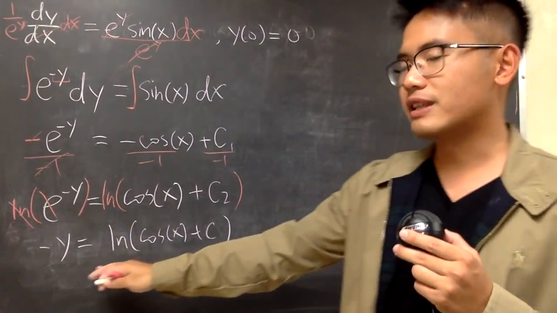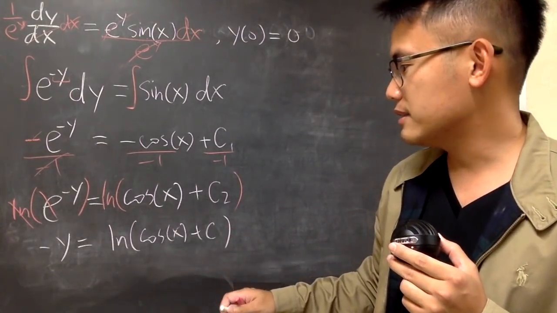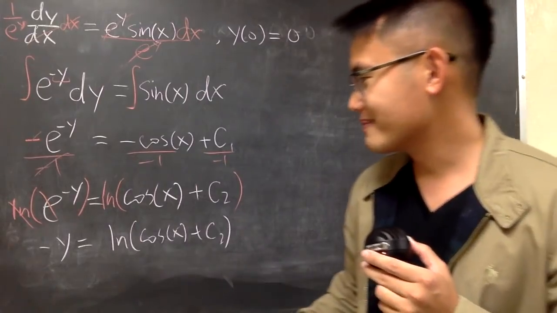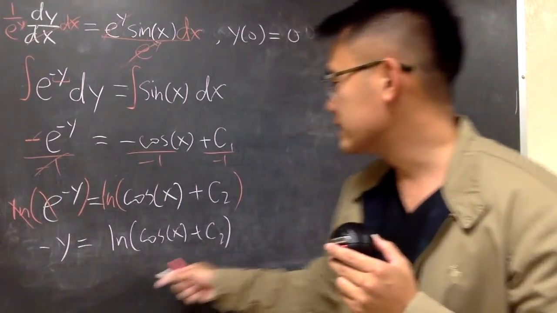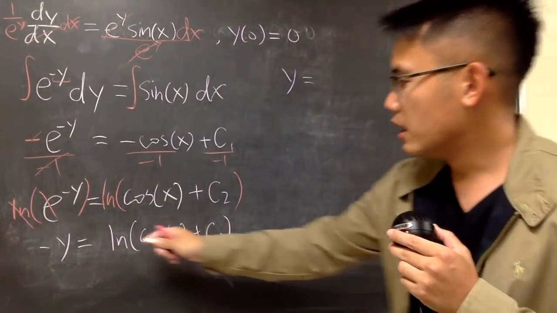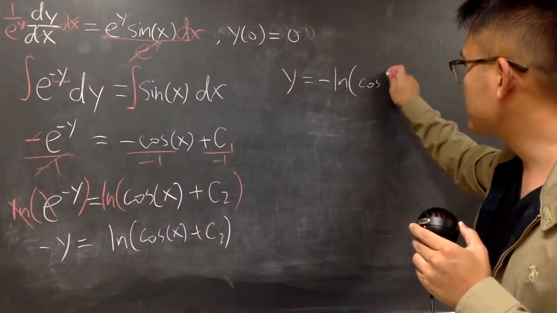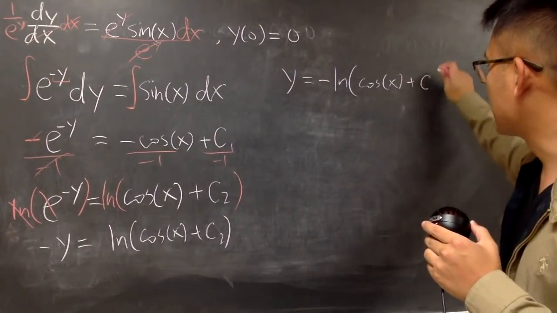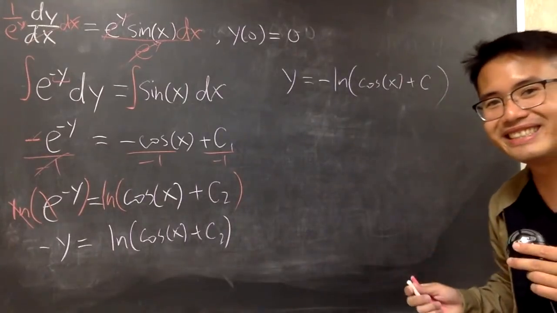But we're almost done, so let me just lose the subscript. I'll just put it on like this. If you want, put on c2, sure, why not? And of course, divide both sides by negative. Finally, we see y is pretty much negative on the left-hand side now, ln of cosine x plus the constant. Because we are done, I'll just put down a c right here.